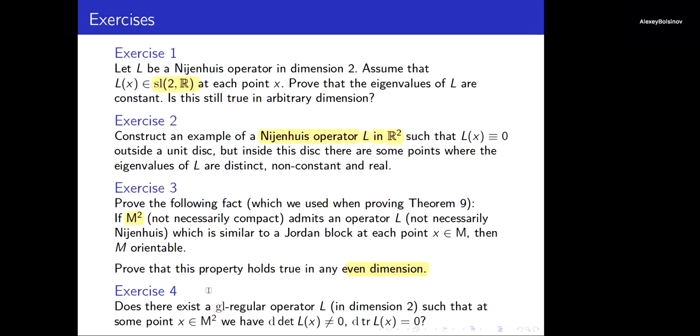And finally, this exercise, honestly, I don't even know the answer to, but this can be done since we have a local classification. We want to construct a GL regular operator such that at a certain point the differential of the trace is not zero, but the differential of the determinant is zero, or the other way around. Is it possible or not? That's a question.